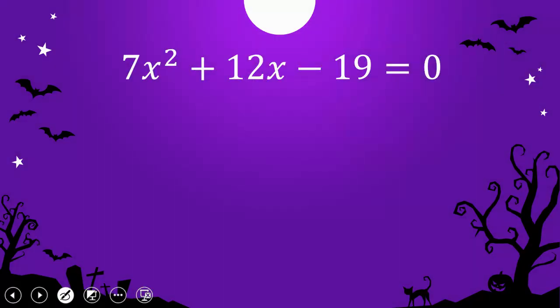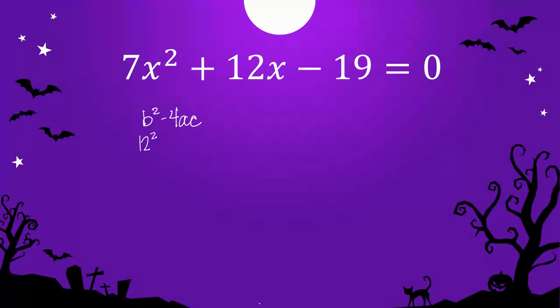Let's look at one more here. This one looks pretty complicated. I've got some big numbers here. Looks kind of difficult. So I'm going to start. I know that square rooting is out. I'm going to start by checking the discriminant. I am guessing that this is not factorable, but I want to see just to be sure.